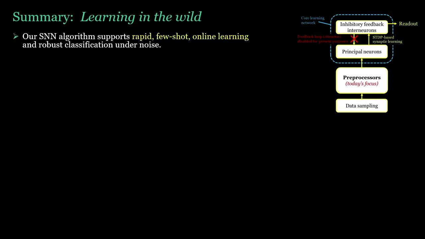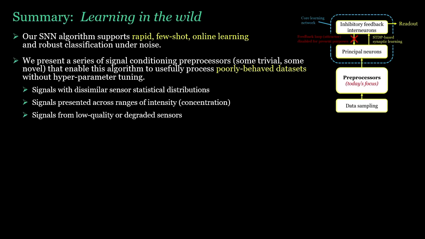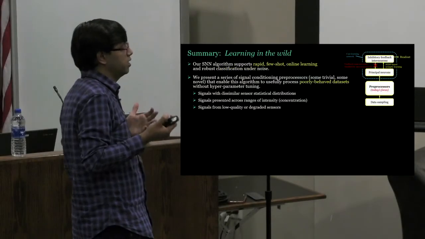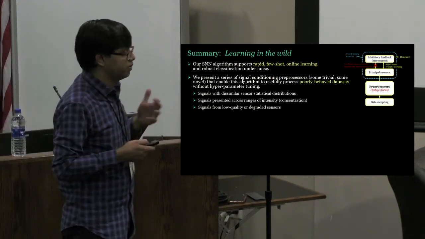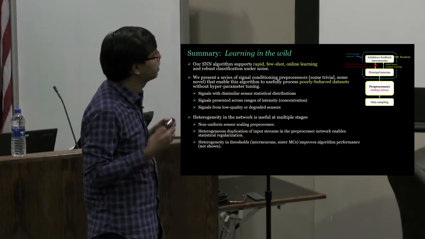So I presented a learning algorithm, spiking neural network based, spike timing based. There's no rate coding here, which learns rapidly, few shot, and online learning, and robust classification under noise. And we presented a series of signal conditioning preprocessors, some trivial, some novel, but powerful, that enable this algorithm to usefully process poorly behaved data sets without hyperparameter tuning. And this is helpful when you have signals with dissimilar sensor statistical distributions, signals presented across ranges of concentrations, or you have signals from low intensity or degraded sensors.